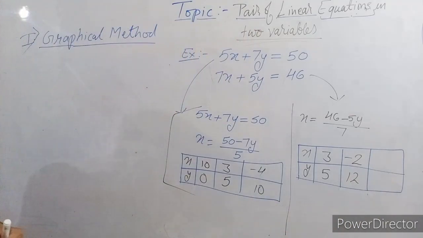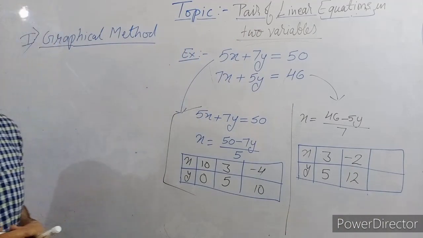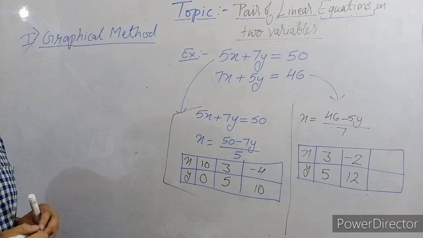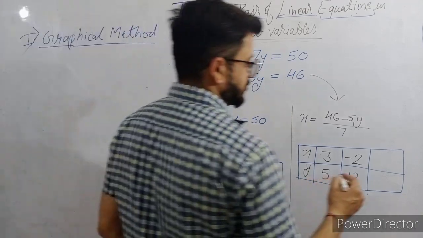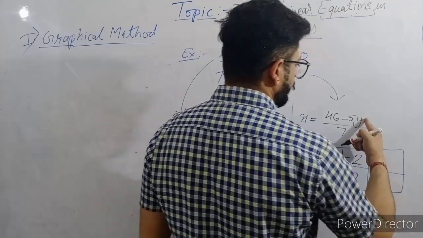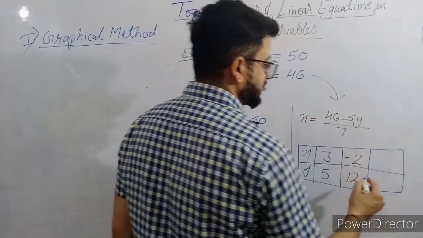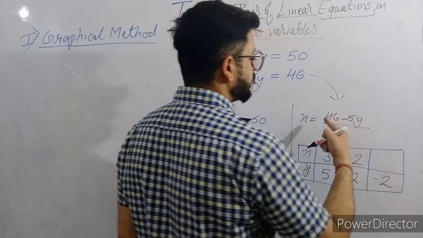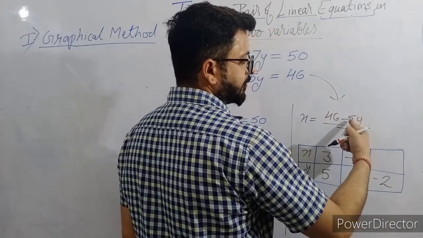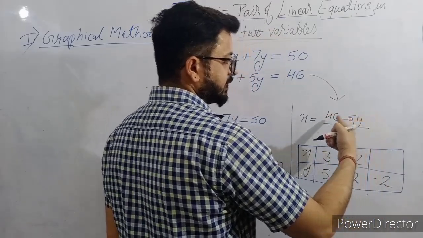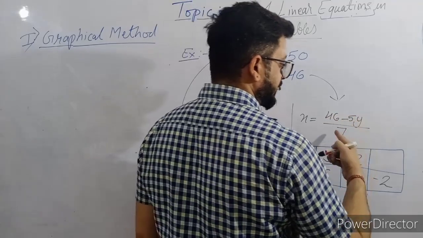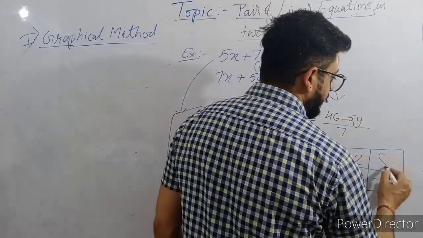And the next point is minus 2 and 8. Yes, minus 2, then it will be 10 and 56. We can place minus 2, then minus 2 multiplied by minus 5 will be 10, plus 46 is 56, divided by 7, 8 times.